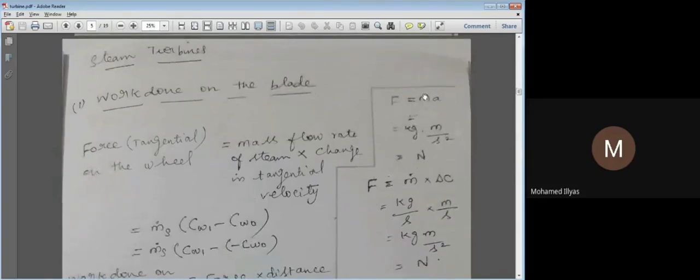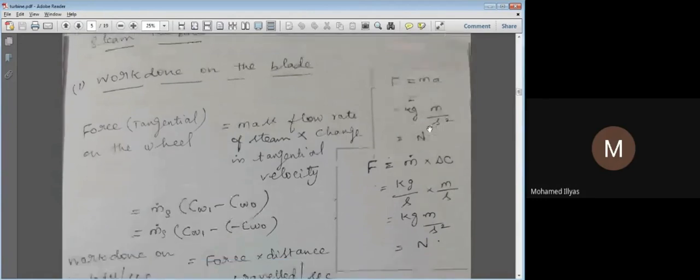So this F equal to m into a, we'll use it only for solids, mass of the solid and acceleration. If it is a fluid, we'll not use this. Instead of mass, we'll use mass flow rate. Instead of acceleration, we'll use velocity. When there is a change in velocity, you'll have a change in momentum, that is force, we'll be getting it.